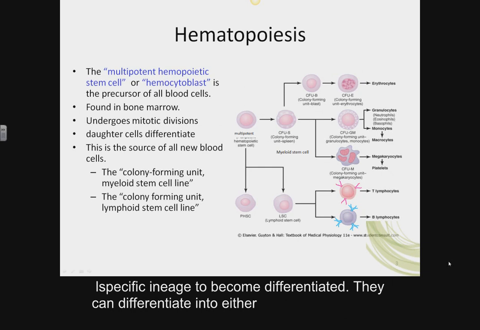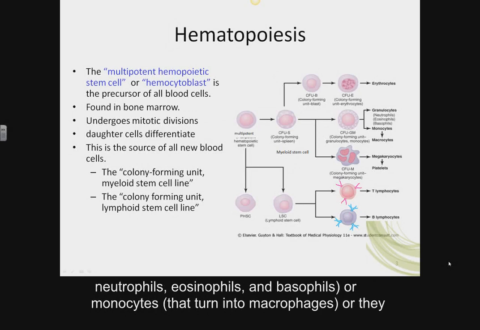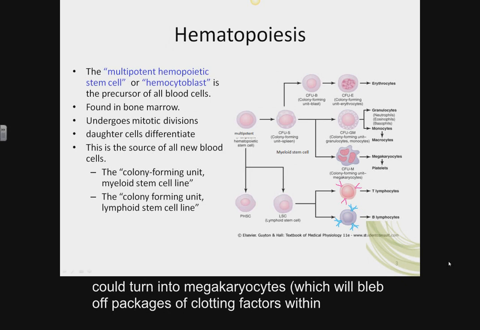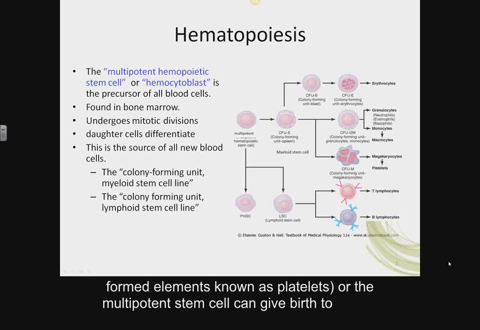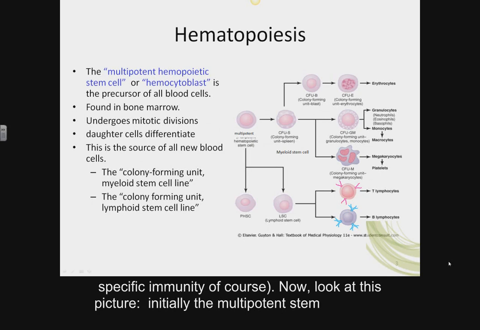They can differentiate into either erythrocytes, which are red blood cells, or the granulocytes, which are neutrophils, eosinophils, and basophils, or monocytes that turn into macrophages, or they could turn into megakaryocytes, which bleb off packages of clotting factors within formed elements known as platelets. Or the multipotent stem cell can give birth to daughter cells within formed elements known as your white blood cells that differentiate into T cells and B cells. These are part of your specific immunity, of course.